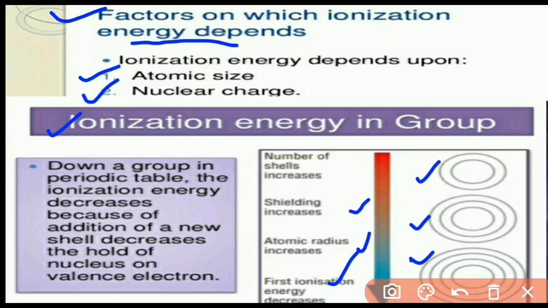Then we can say that when we move down the group in the periodic table, the ionization energy decreases because addition of a new shell decreases the hold of the nucleus on valence shell electrons. So the attraction force between the nucleus and valence shell electrons is reduced when we move in a group from top to bottom. That is why the ionization energy decreases when we move from top to bottom in a group.